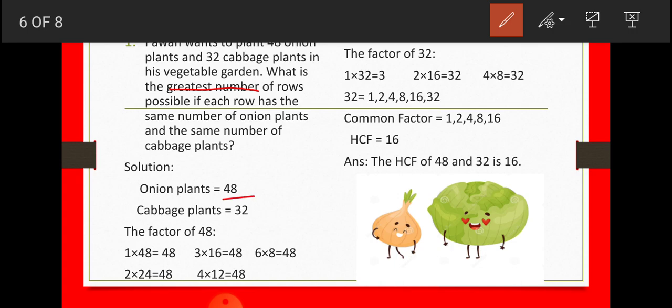So look at the question. Onion plants 48, cabbage plants 32. So for the highest common factor, first we have to find the factors. So the factors of 48. How many times can we write it? 1 48 is 48, 2 24s are 48, 3 16s are 48, 4 12s are 48 and 6 8s are 48. Next we are going to find the factors of 32. 1 32 is 32, 2 16s are 32, 4 8s are 32. So I am going to write.